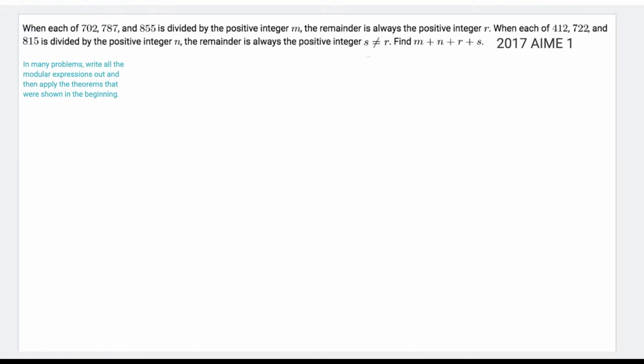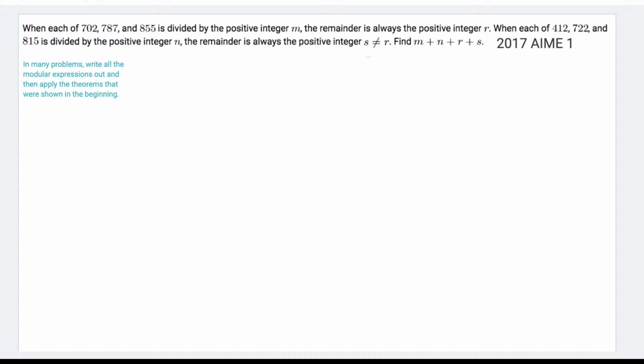Okay, now this is more into modular arithmetic and applying the theorems that we learned before in the beginning of class. Now we're going to apply those theorems to solve problems that are purely based on those theorems. So it says, when each of 702, 787, and 855 is divided by the positive integer m, the remainder is always the positive integer r. When each of 412, 722, and 815 is divided by the positive integer n, the remainder is always the positive integer s, which is never equal to r. Now we want to find the sum of m plus n plus r plus s.